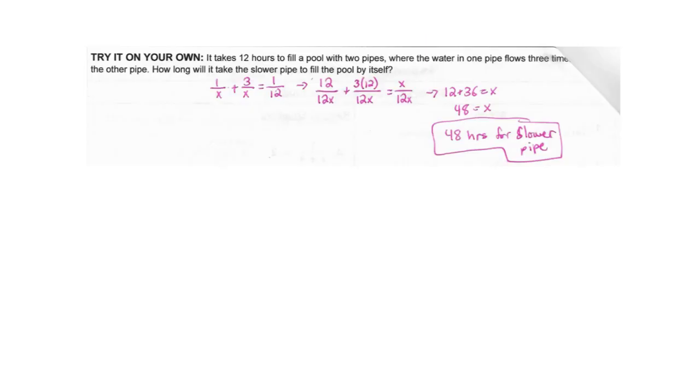All right, so we look, the slower one is 1 over x, the faster one's 3 over x because it's 3 times faster, and then it takes 12 hours, so 1 over the amount of hours is 1 over 12. So you solve for x, and you get 48, so it takes 48 hours for the slower pipe, because it'd be 1 over 48 of the pool is filled per hour for the slower one. So it takes 48 total hours to fill that pool.